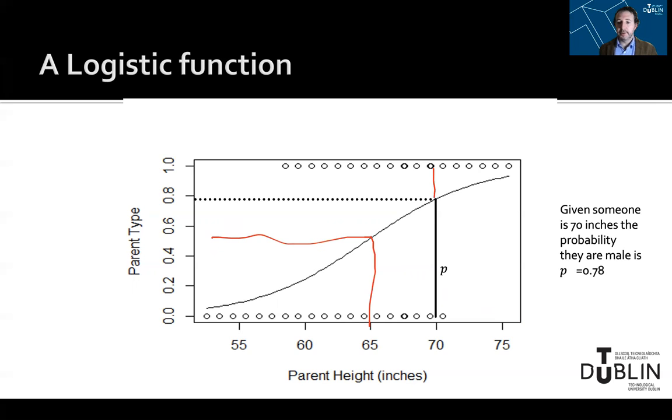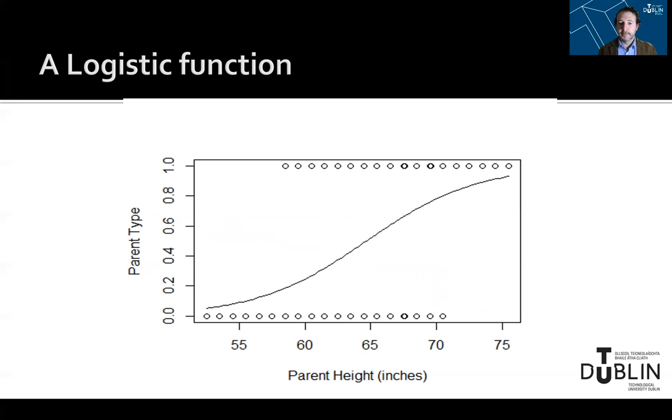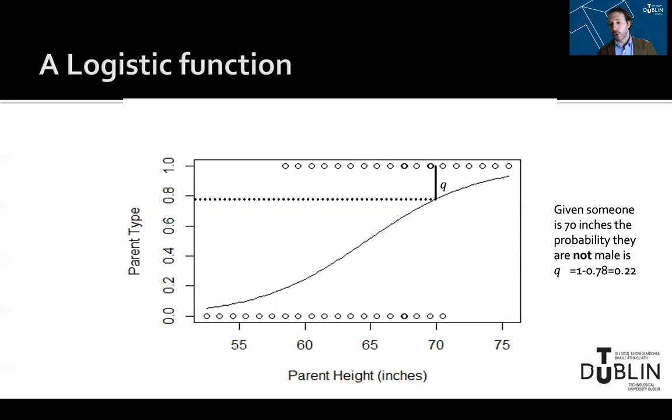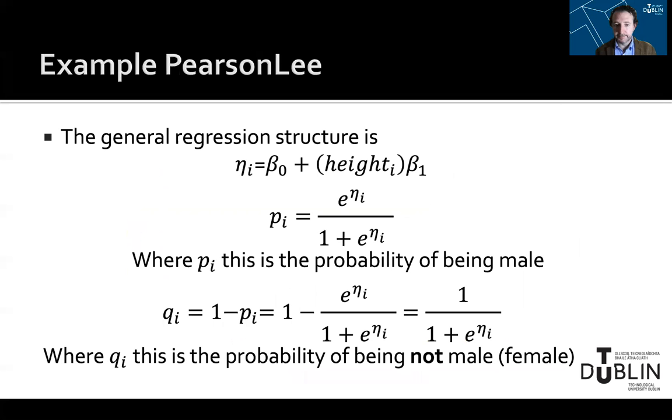So given someone is 70 inches, the probability they're male is 0.78. The probability of female is 0.22, or 1 minus p, which is q. So that's our q there, our female probability of 0.22. So that's our Bernoulli trial. Each part of this curve is a Bernoulli trial. Every single point is one of many Bernoulli trials.